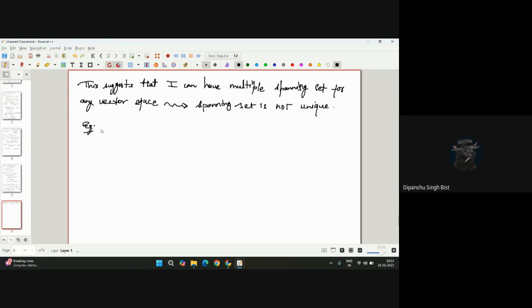For example, if I take R2, I can have multiple spanning sets. Like I can have 1 comma 0, then 0 comma 1, then 5 comma 4, then 6 comma 3, okay, let's stop here. In this scenario I can talk about a minimally spanning set, like which set is the minimum such that it can cover the entire space. First let's try to remove elements from it. Let's remove 6 comma 3. So I'll be left with 1 comma 0, 0 comma 1, 5 comma 4.